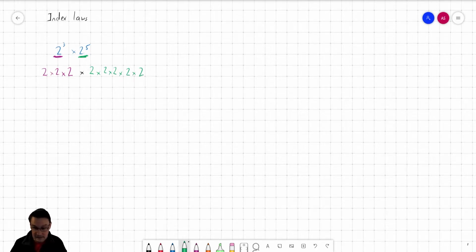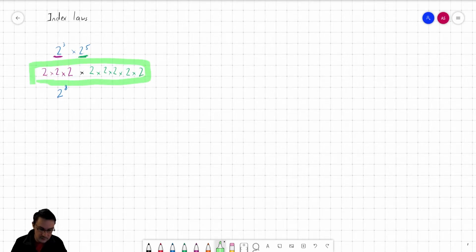Now, looking at this, this can be considered to be 2 to the power of 8. But rather than write it out in long form every single time, we can work out a pattern to be able to calculate it. In this case, the pattern is we're just adding those powers. 3 plus 5 equals 8, and so that's what's happening here.